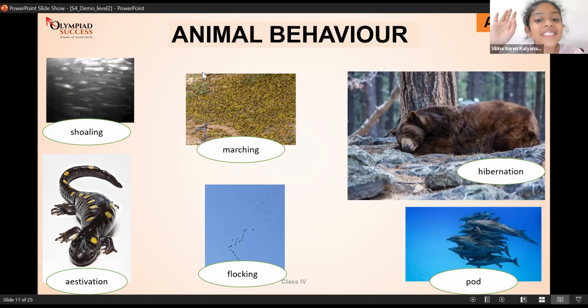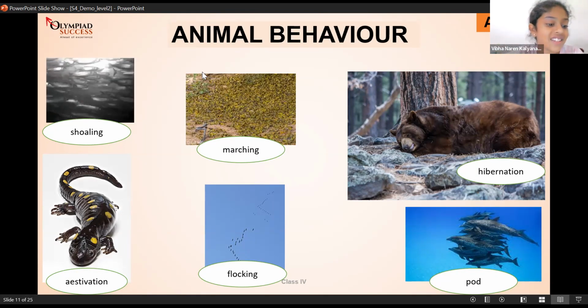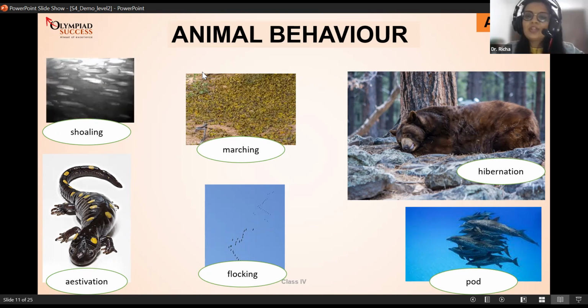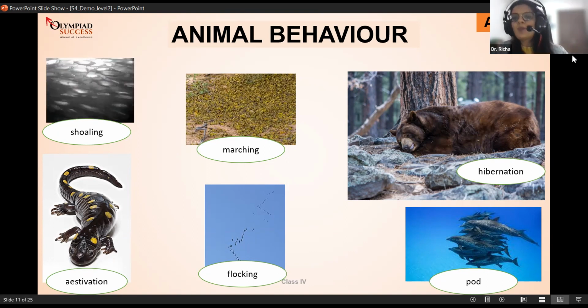Ma'am, right? Because hibernation is the sleep taken in winter and aestivation is the sleep. Okay. Please don't unmute yourself. Better please try avoiding that.